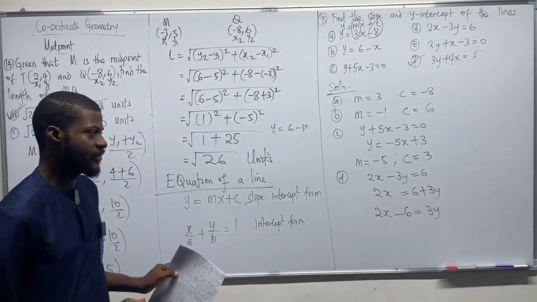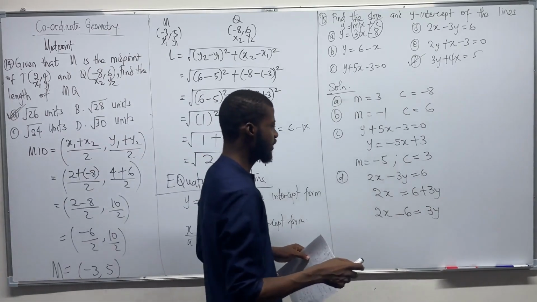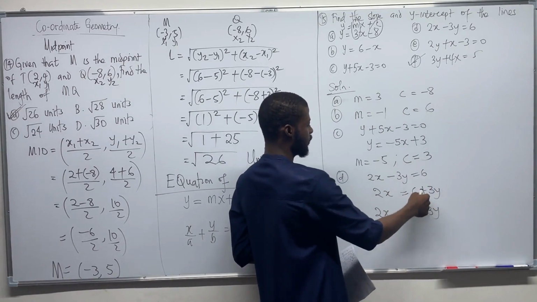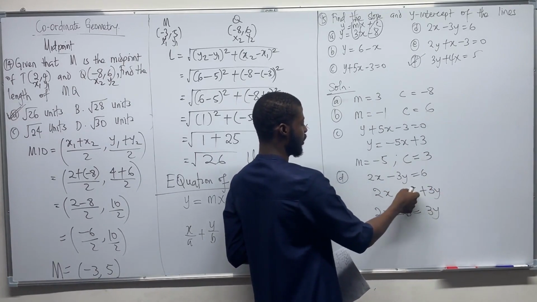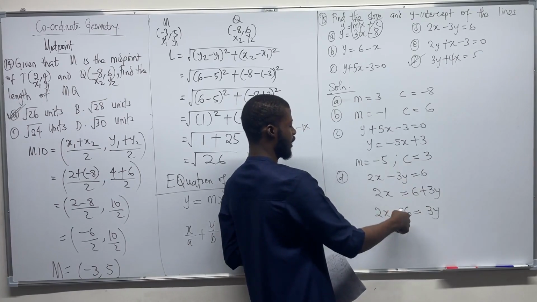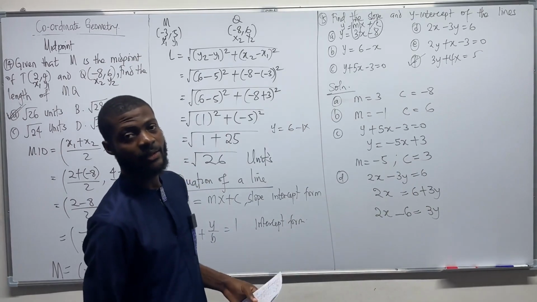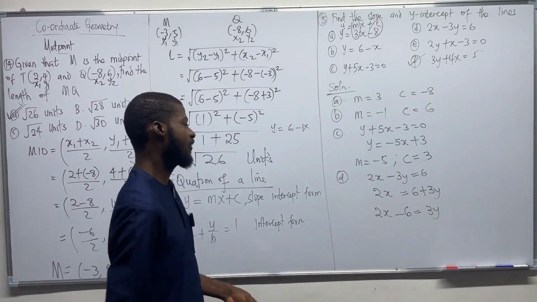We're getting there gradually. So what did I do? In the first case, I moved the minus 3y over. It became plus. So I now have 6 plus 3y. The 6 is done in there, so I move the 6 back here. The 6 now changed to minus 6. For me to make y stand alone, I need to divide every single thing by 3.